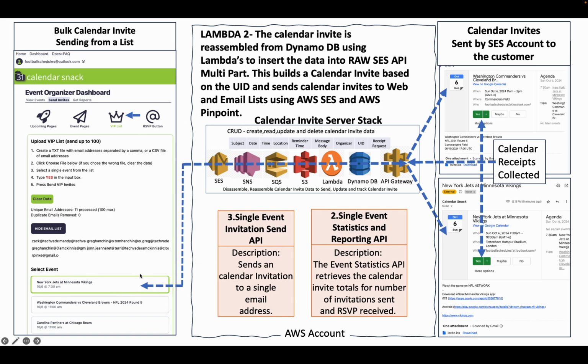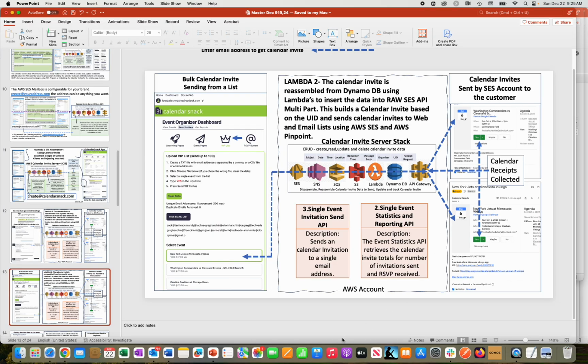Today I'll be showing you how I pick out something out of a list, and this particular list today is NFL for December 22nd. I'm going to pick out somebody in the list for the game, and I am going to send a small batch of calendar invites out, and I'm going to show you how I collect the calendar receipts in our reporting engine. That said, Calendar Snack sits on top of the Calendar Invite Server with a set of APIs that we are communicating with. That is part of our tech stack. So that's it on the setup.